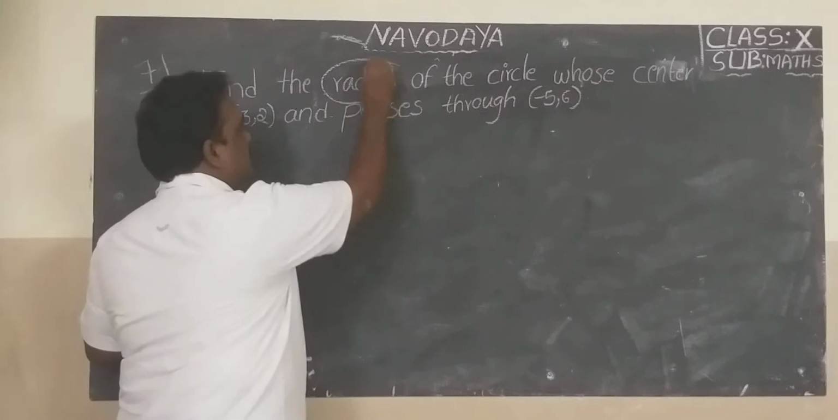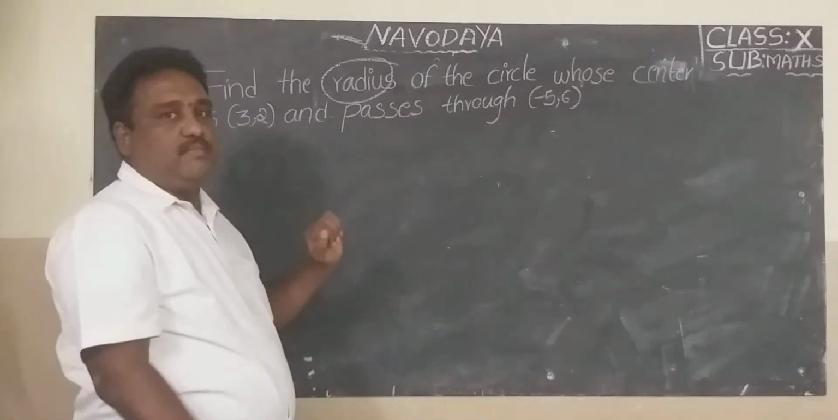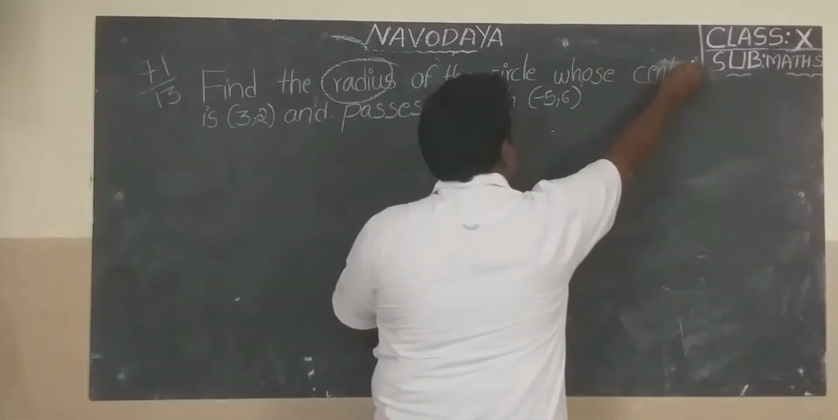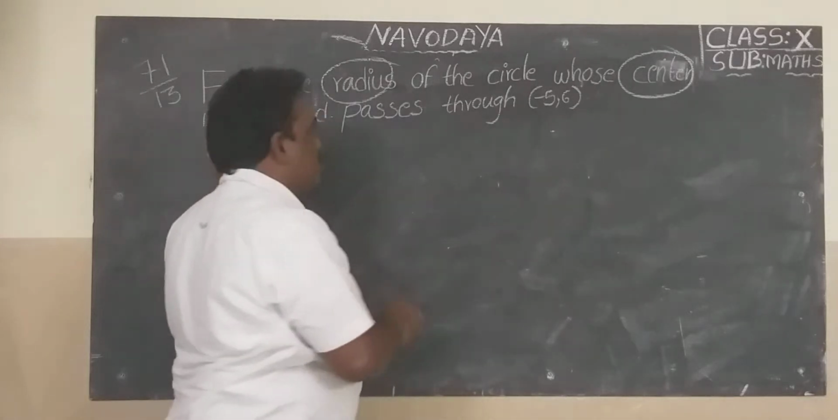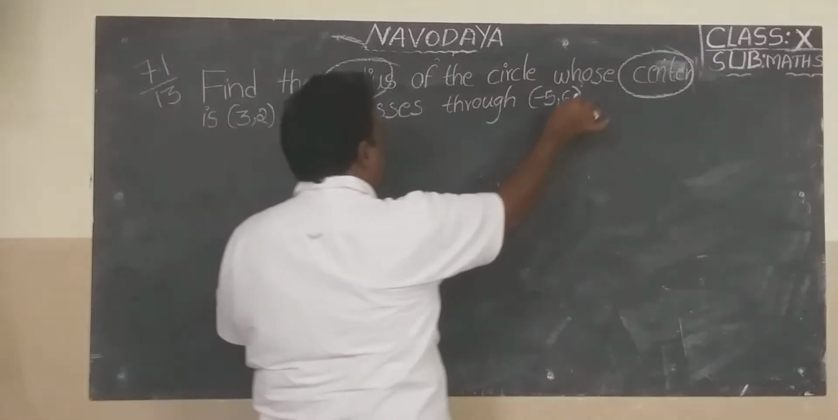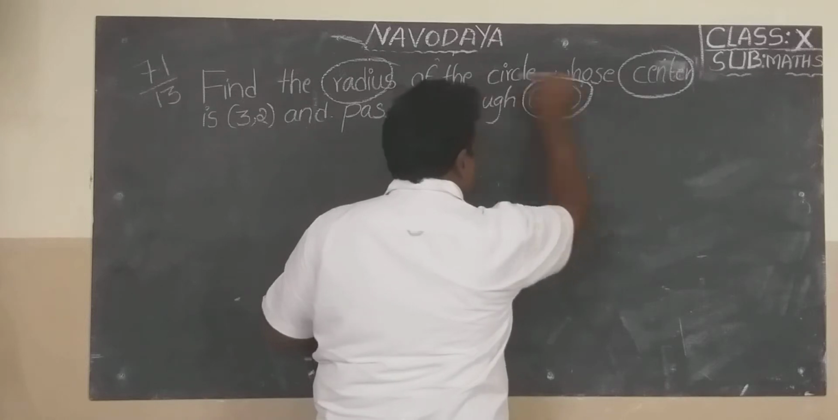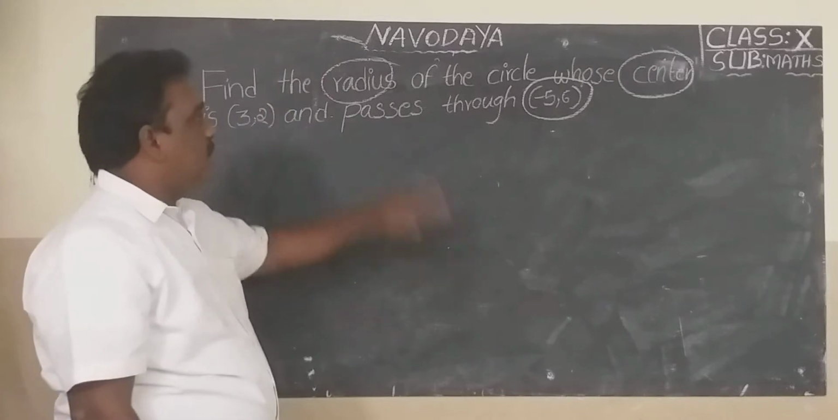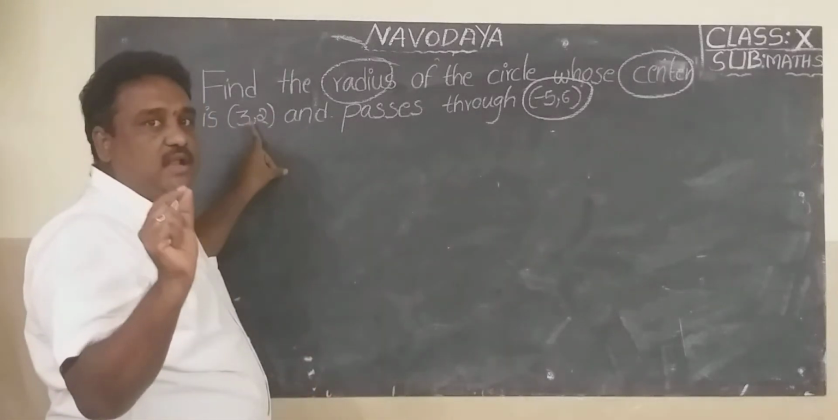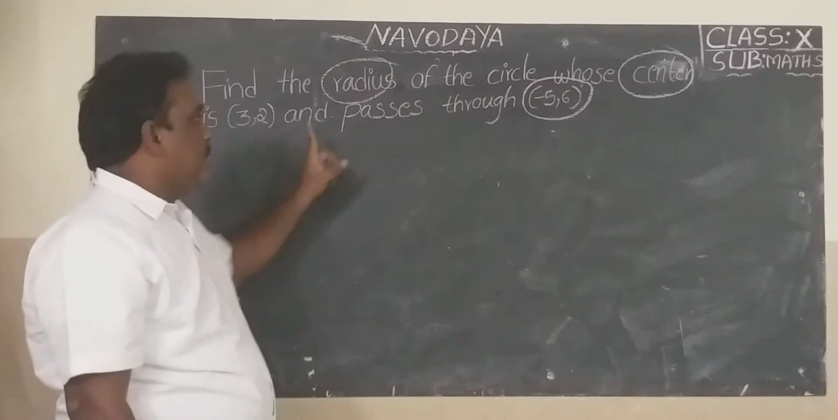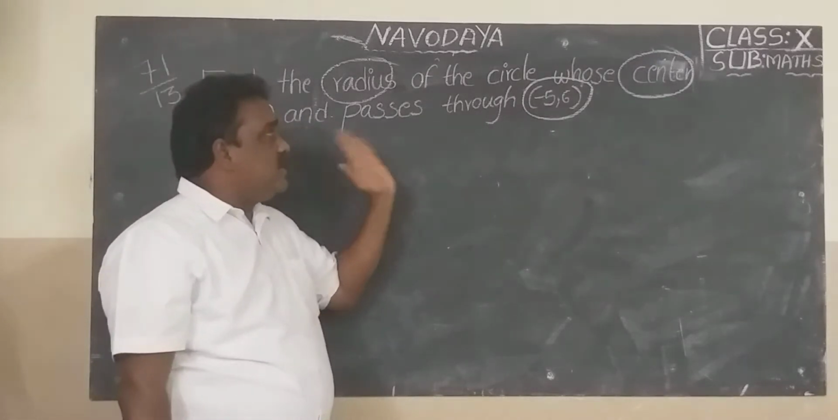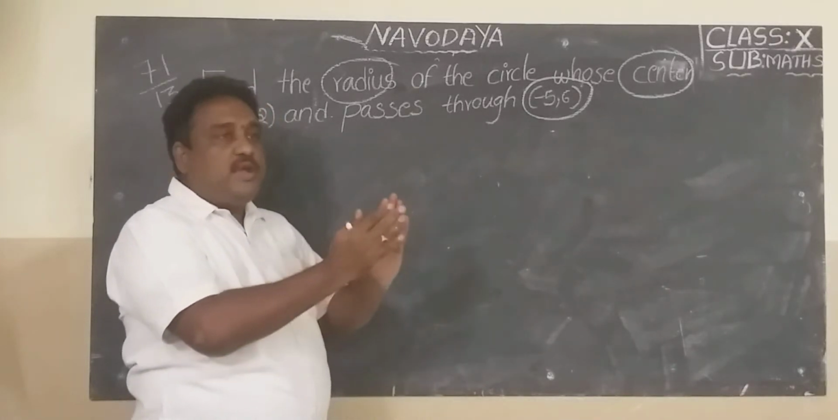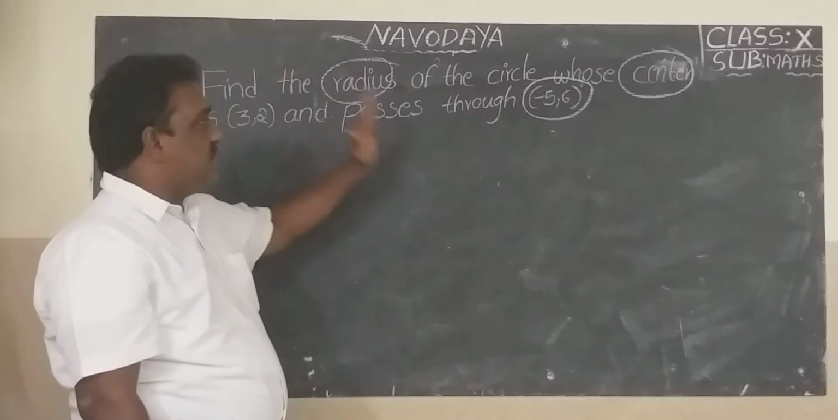The radius of the circle. So there is a circle diagram. Find out the radius of the circle whose center is (3, 2) and which passes through the point (-5, 6). So how many points are there in the problem? Two points. Number 1, the center of the circle is (3, 2). Number 2, there is a point on the circle, because the circle passes through the point (-5, 6). We need to find out the radius of the circle.